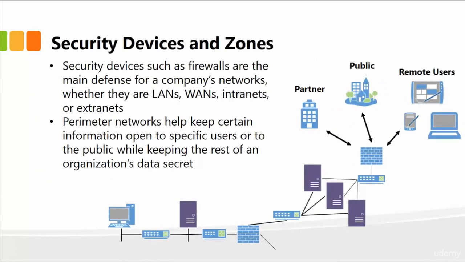So the security devices and zones, what you can do is you can, of course, create section zones and then deploy firewalls accordingly. So there may be multiple firewalls on your network. Security devices such as firewalls are the main defense for your company's network, whether they are LAN, wide area networks, intranets, or extranets. The perimeter networks help keep certain information open to specific users or to the public while keeping the rest of the organization's data secret. So here you can configure the firewall and tell your server or your network that only accept data from the trusted source or the allowed source.